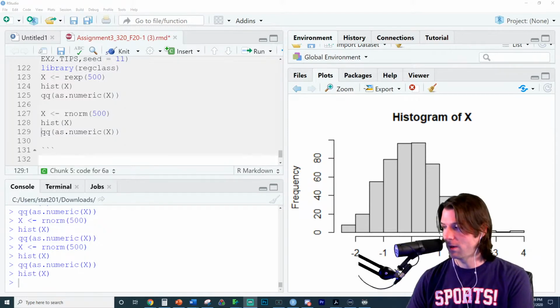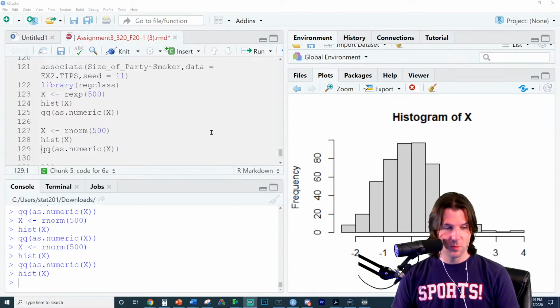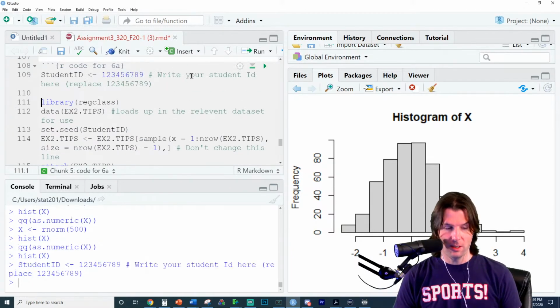Where did I go? Here I am. I'm back. So we need to regenerate that output, which we had.